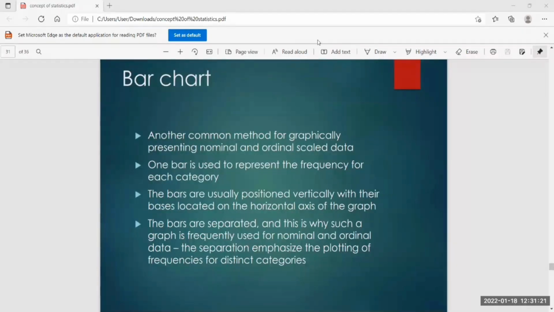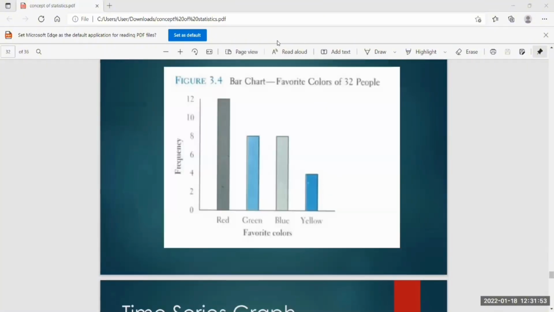The bar chart is another common method for graphically presenting nominal or ordinal scale data. One bar is used to represent the frequency of each category, and the bars are usually positioned vertically with their bases located on the horizontal axis of the graph. The bars are separated, and this is why such a graph is frequently used for nominal or ordinal data. The separation emphasizes the plotting of frequencies for distinct categories. This is a bar chart. You can also use this to represent your data. Alright.